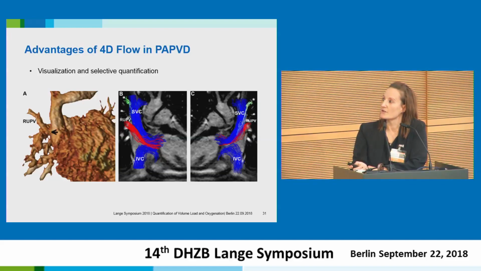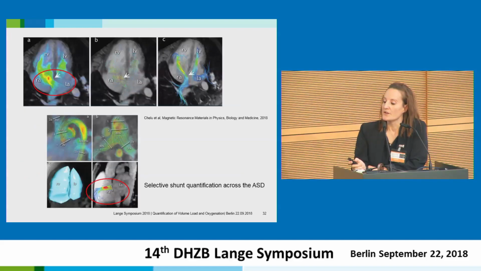Here on the left side, we see the right upper pulmonary vein inserting into the SVC. However, in those angiographic pictures, sometimes it's difficult to distinguish whether it is really an insertion into the vessel or whether it's just a really close anatomical relationship. But if we actually visualize the blood flow, we can see that the right upper pulmonary vein is really flowing into the right atrium with the SVC and the IVC. And if there's a concomitant atrial septal defect or sinus venosus defect, we can also use 4D flow for selectively quantifying the flow through the atrial septal defect next to the pulmonary vein.